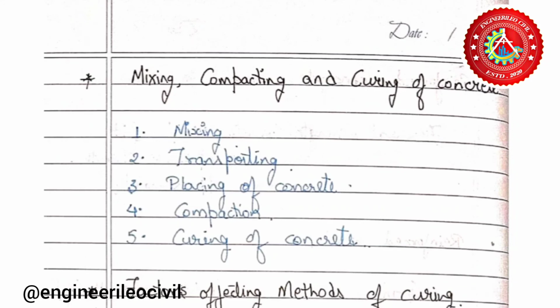The fourth procedure is compaction. Concrete should be thoroughly compacted during placing. With the use of a vibrator, it can be compacted, or manually by rodding, tamping, or hammering. For thin vertical members, rodding is used.